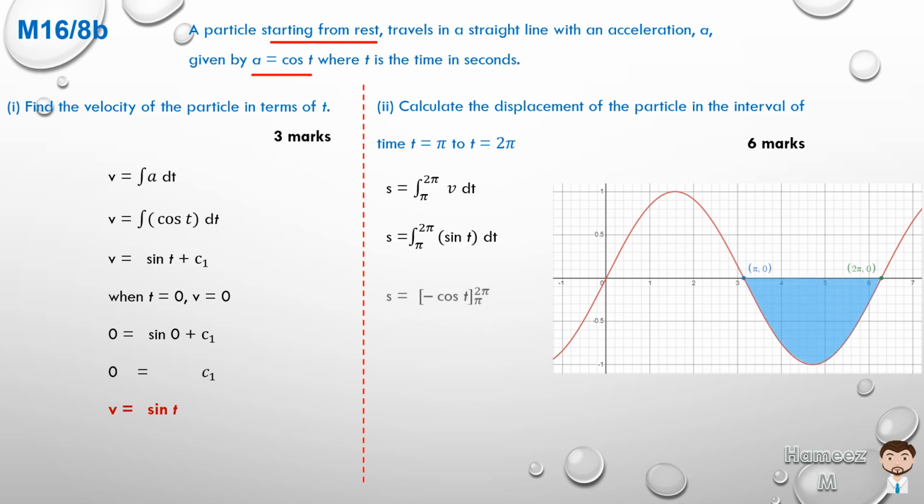So s is equal to minus cos t between those limits. And if we substitute, it's going to give us minus cos 2 pi minus minus cos pi. And cos 2 pi, same as cos of 0, is equal to 1. So the first brackets will give us minus 1, and the second brackets, minus cos pi. And cos pi is minus 1. So that'll be plus 1. As such, it gives us minus 1 minus 1, which is minus 2 units. So the displacement of the particle between that time interval of pi and 2 pi seconds is minus 2 units.